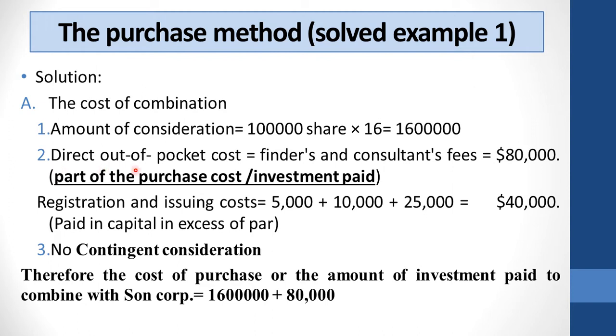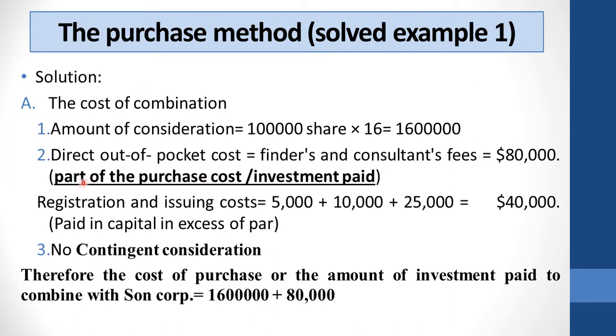Number two, the direct out-of-pocket costs. Direct out-of-pocket costs here will be the finders and the consultant fees only, which is equal to 80,000. Okay, but what about the other costs? These are indirect costs. Here we need to calculate the direct out-of-pocket costs, which is the finders and the consultant fees only. This is part of the purchase cost.